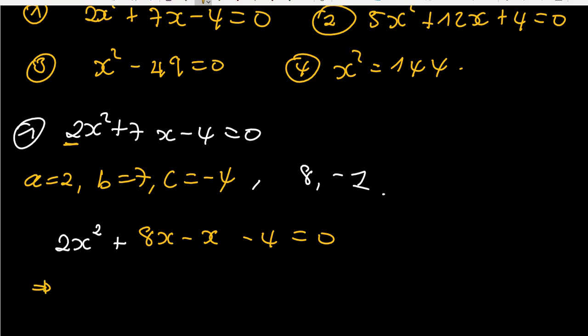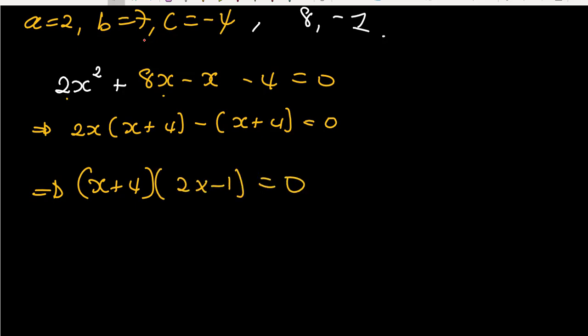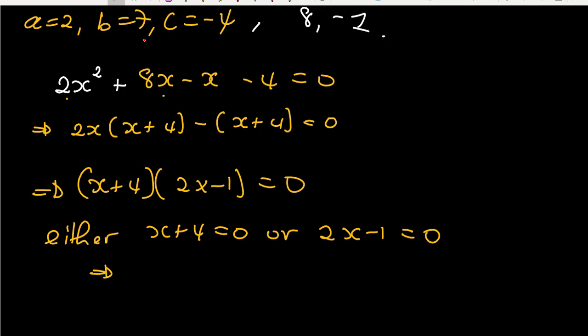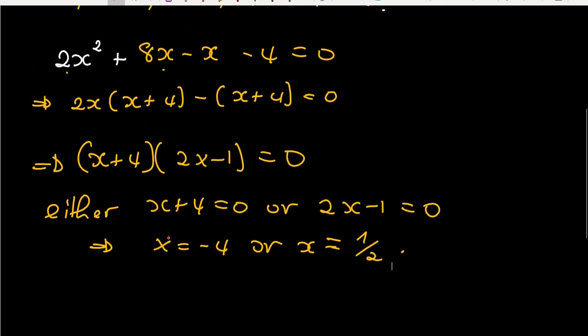From here, on this side, in these two terms, we see that 2x is common, so factoring out 2x we are left with x plus 4 within. Then on the other side we have a negative sign which is common, and we have x plus 4 equal to 0. This means we have x plus 4 times 2x minus 1 equal to 0. So either x plus 4 is equal to 0, or 2x minus 1 is equal to 0. This means either x is equal to negative 4, or x is equal to half. And so that's the possible solution to the very first equation.